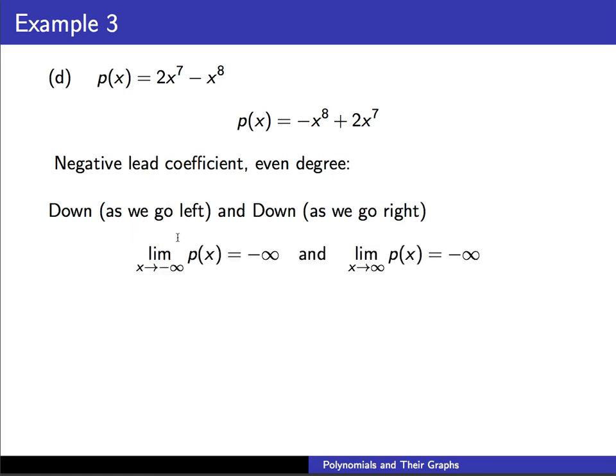So going down as we go to the left, the limit as x approaches negative infinity of our function is negative infinity, down is negative infinity. And as we go to the right, the limit as x approaches positive infinity of our function is going down, negative infinity.